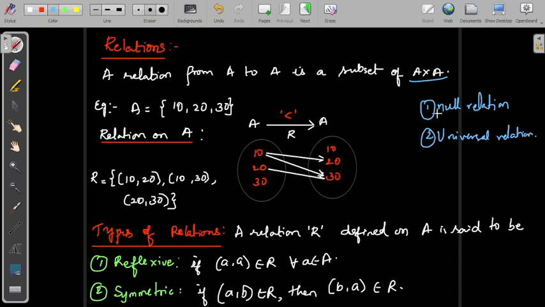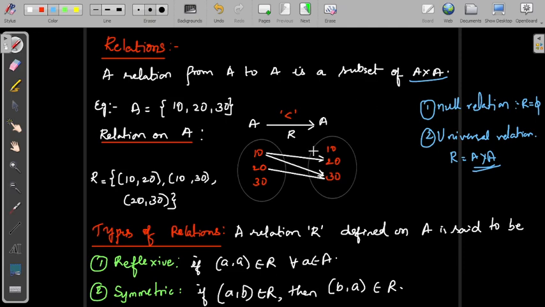Null relation means there is a relation under which no element is related. In such cases, we call that relation a null relation. The empty set is a subset of every set, including the Cartesian product. Therefore, a null relation represents the empty set. If R equals the null set, then such a relation is called a null relation. Universal relation is if R equals the entire Cartesian product of that particular set, where every element is related to every other element of the set. We call such a relation a universal relation.